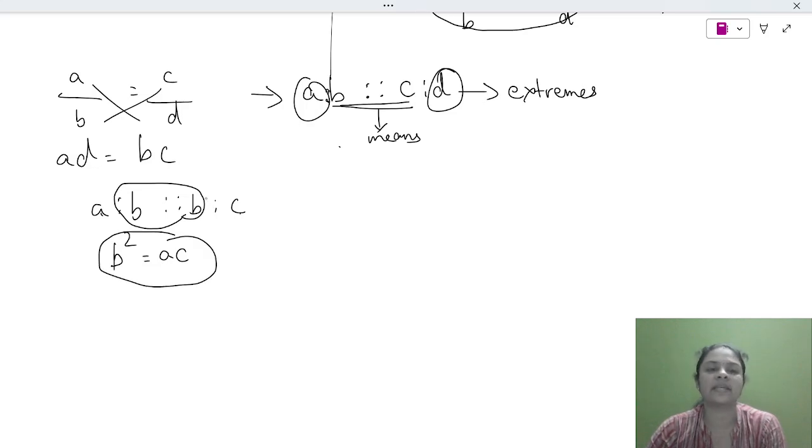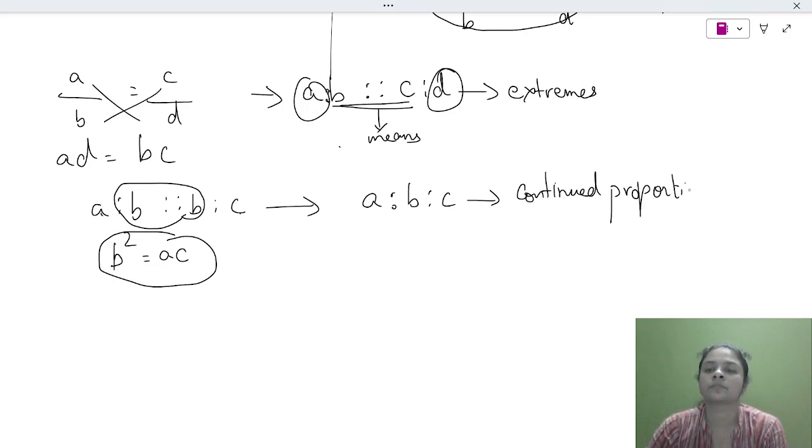B square is equal to AC, and this can be written as a continued proportion. Continued proportion means I can write it as a proportion of more than two variables: A is to B is to C. And this becomes a continued proportion. Am I clear?